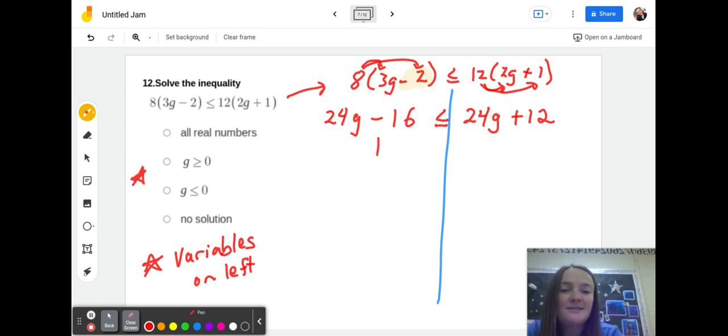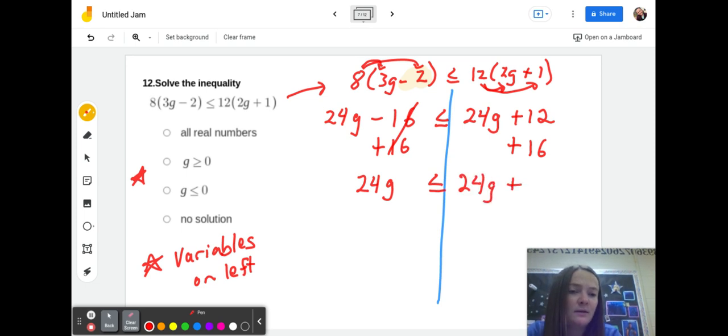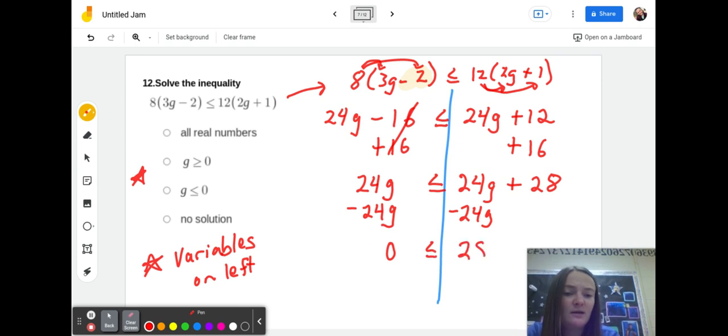First thing I'm going to do, I'm going to add 16 to both sides. I'm going to get 16 to the right side. Negative 16 plus 16 is 0, so 24g is less than or equal to 24g plus 28. I'm going to move the other g to the other side, so I'm going to say minus 24g, minus 24g. Positive 24g minus 24g is 0 g's. So I'm going to get 0 is less than or equal to 28.